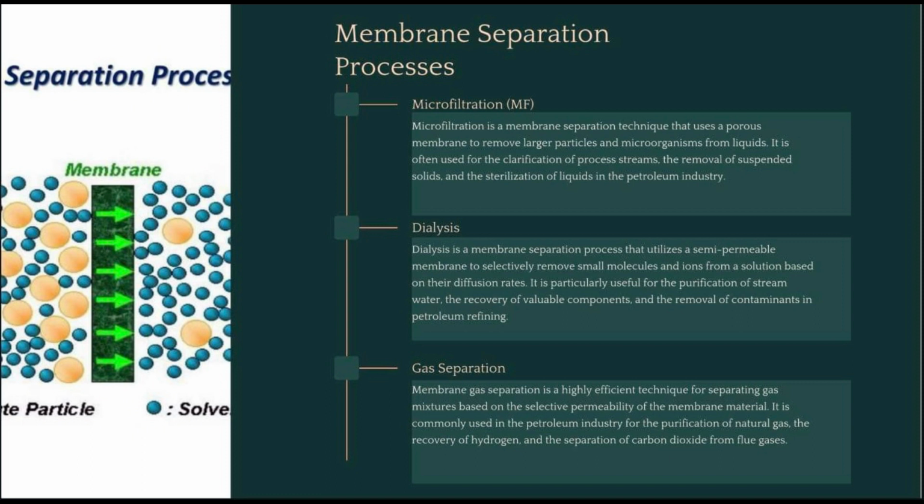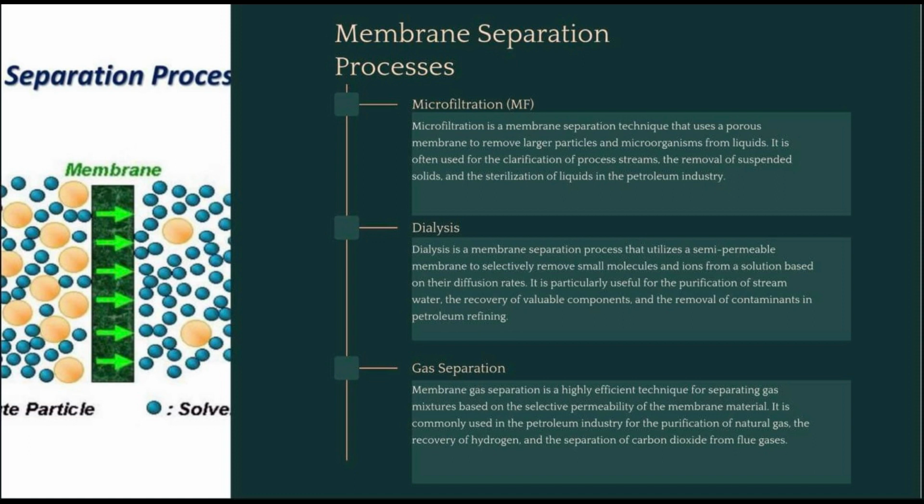First, purifying natural gas. The membranes remove impurities like carbon dioxide and hydrogen sulfide, ensuring that the natural gas is of high quality and ready for use. Second, recovering hydrogen. Hydrogen is a valuable byproduct in many refining processes. Gas separation membranes can efficiently recover hydrogen for reuse. Last, separating carbon dioxide from flue gases.